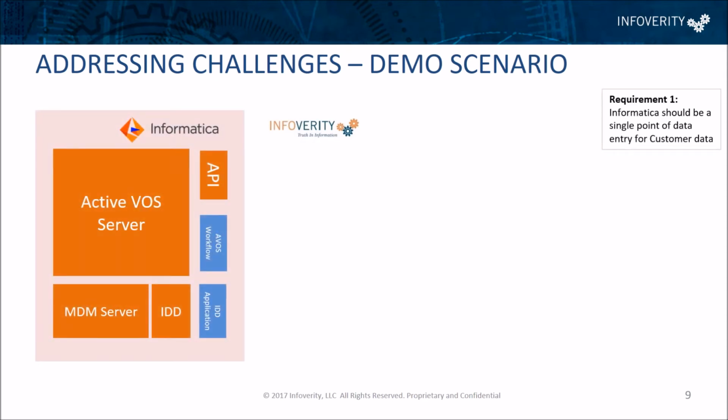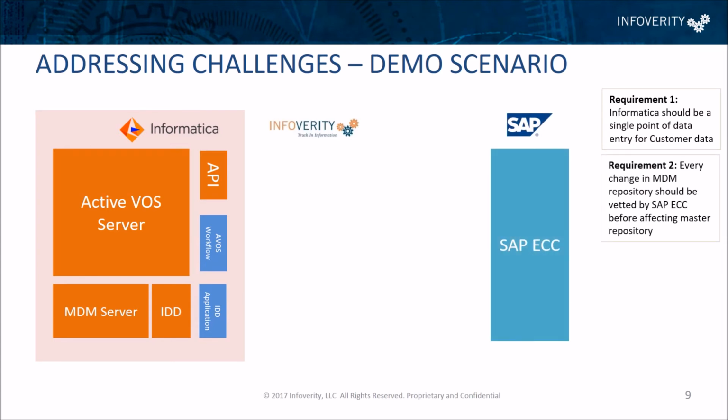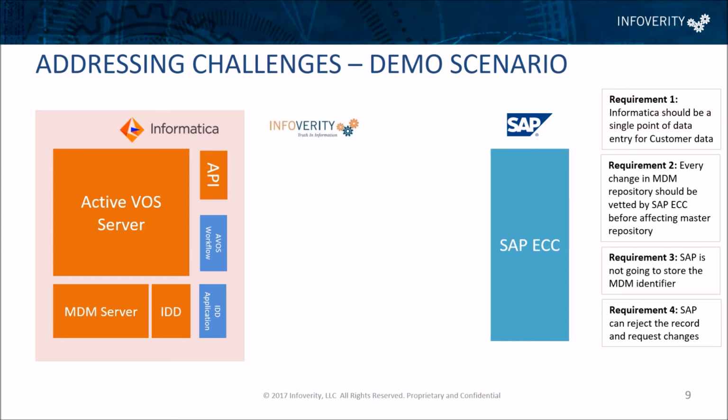First commonly demanded requirement is that many customers want Informatica to be a single point of data entry. Then, every change in the MDM repository should be weighed by SAP before affecting the master repository. On the SAP side, it should not store the MDM identifier, and it should keep the ability to reject unsuitable records and request changes. For both one- and two-step approval and more complex scenarios, where multiple IT systems could be involved, Infoverity recommends using Informatica BPM to orchestrate and control the approval process.